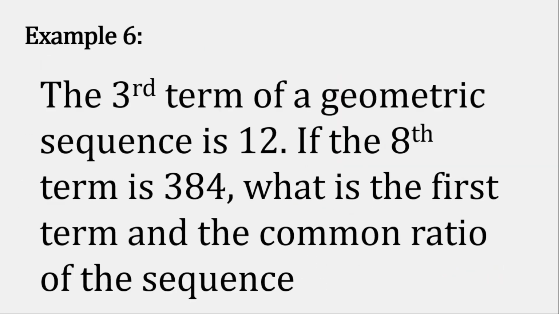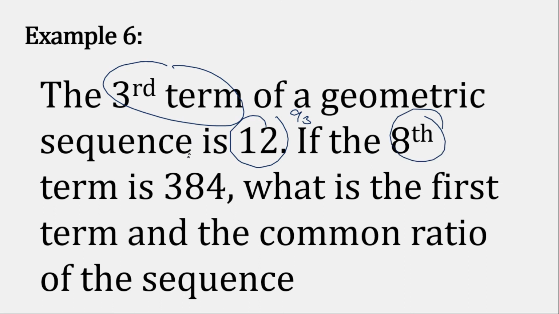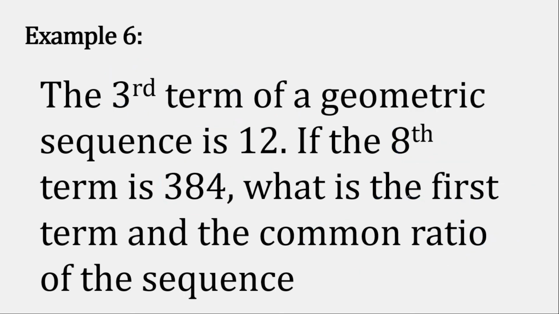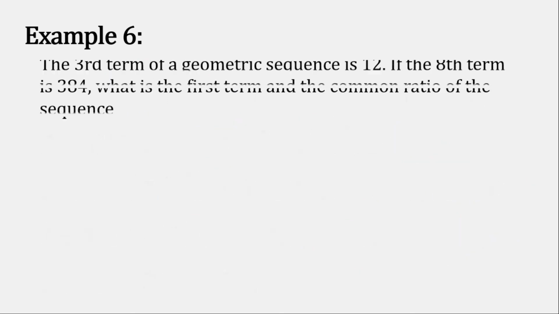And number 6, the third term of a geometric sequence is 12, meaning this is a sub 3, and the eighth term is 384, this is a sub 8. Now the problem is to find the first term, a sub 1, and find the common ratio, which is r. We don't know what r is and we don't know what a sub 1 is. In this kind of problem, the easiest way to do this is to solve first for the common ratio.